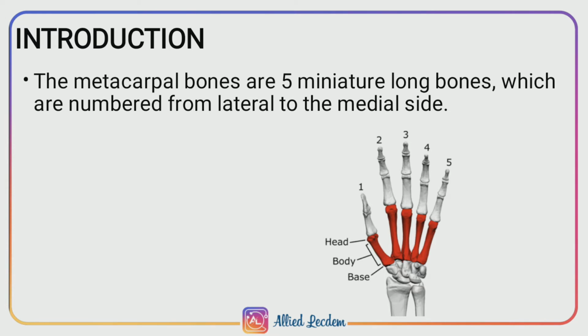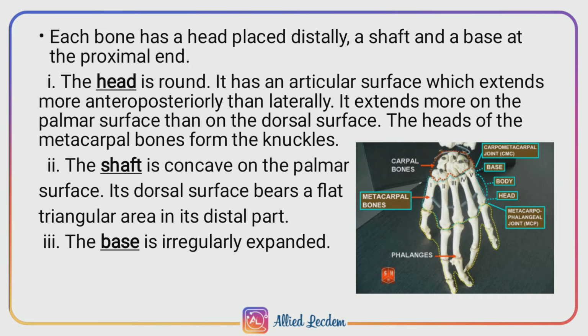As we saw, every bone has parts. In the metacarpal, it has a head, which is placed distally, a shaft, and a base at the proximal end. The head is round and it articulates with a facet which extends more anterior-posteriorly than laterally. The heads of the metacarpal bones form the knuckles in our hand. The shaft is concave on the palmar surface. Its dorsal surface bears a flat triangular area in its distal part, whereas the base is irregularly expanded.